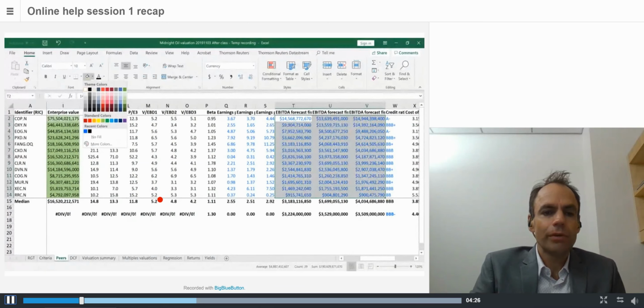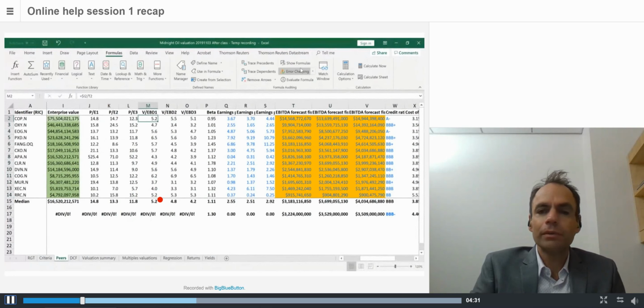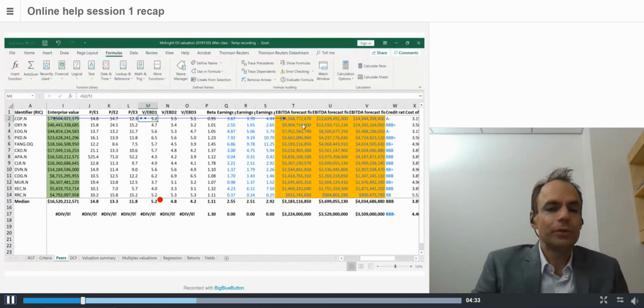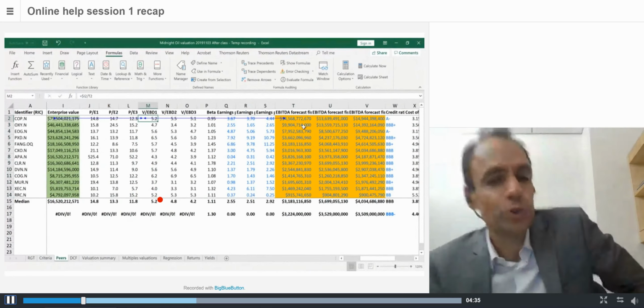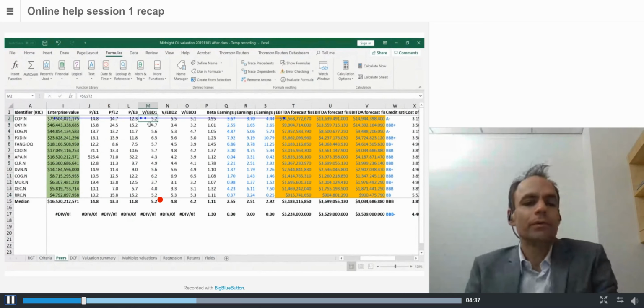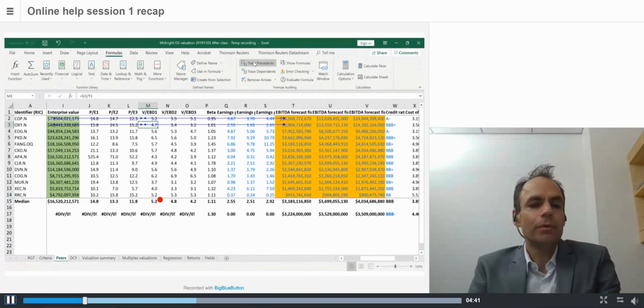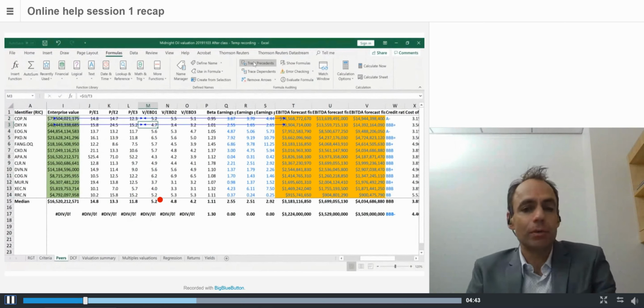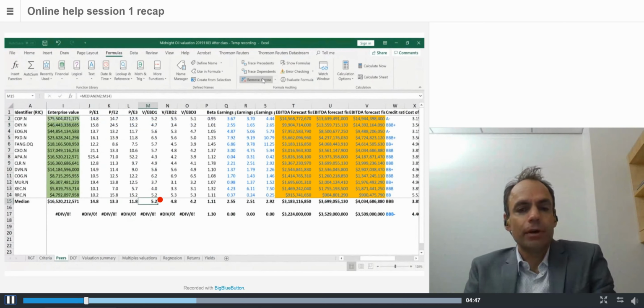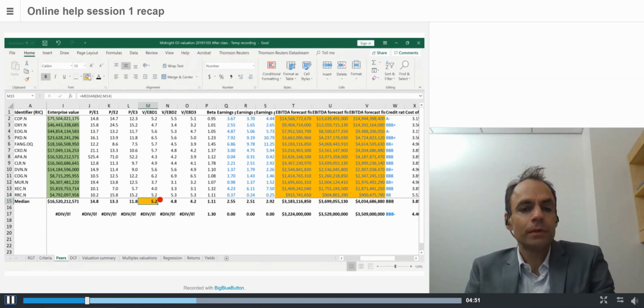some orange shading. And if I look at the ratio of enterprise value to EBITDA, you can see that we have 5.2 for the first company with the ticker COP, 4.7 for the second company with the ticker OXY, and so on. We are going to take the median enterprise value to EBITDA ratios of 5.2, 4.8 and 4.2, and we're going to use those in our valuations.